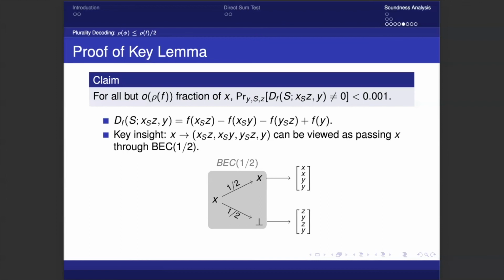On the other hand, if a coordinate of x does not lie in S, then the corresponding coordinates of these queried strings are z, y, z, y. So these are just random bits. Okay. So this corresponds to an erasure. Now, what this observation allows us to do is use a property of the binary erasure channel called hypercontractivity. And in fact, this claim follows immediately from the hypercontractivity of the binary erasure channel. So this completes the proof of the key lemma.